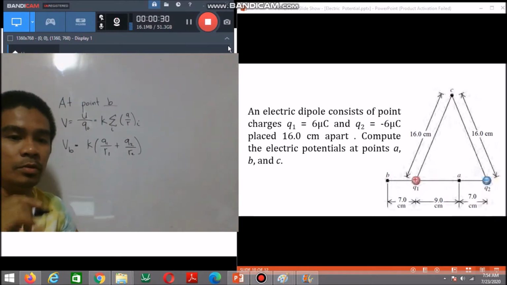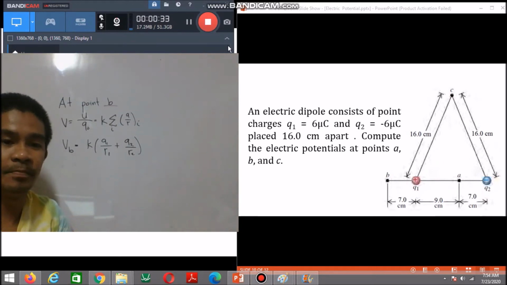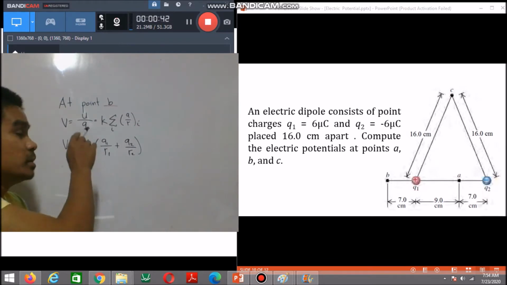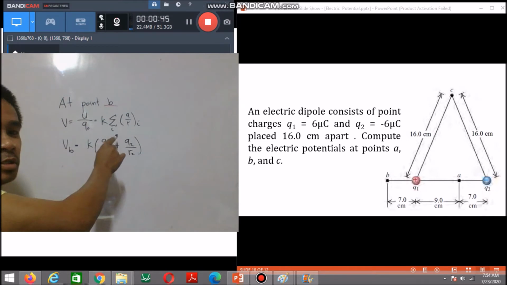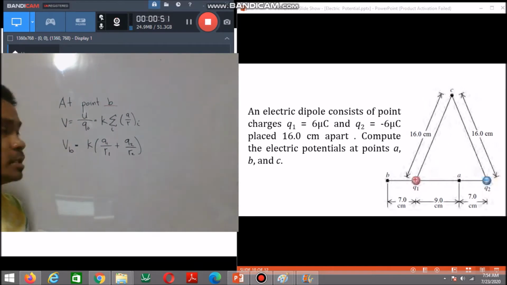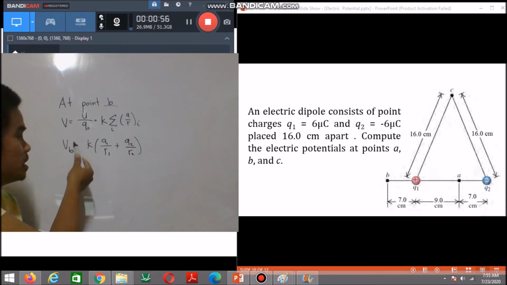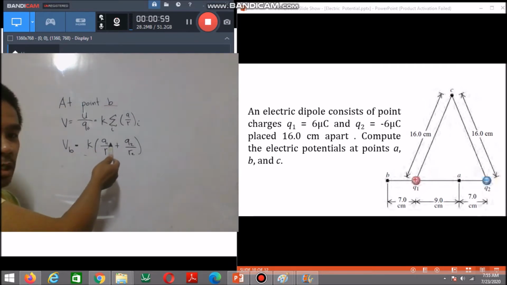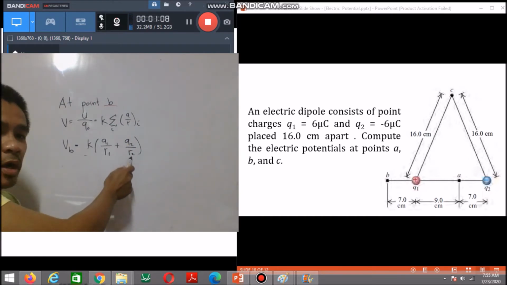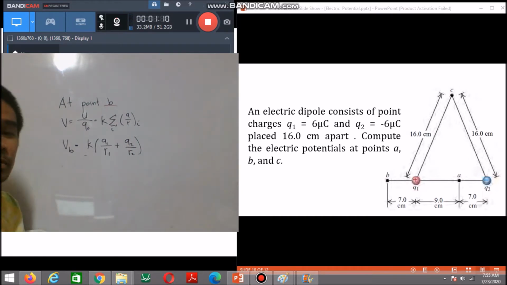So next, we will compute the electric potential at point B. Again, the electric potential is the ratio of electric potential energy over test charge Q naught, which is also equal to the Coulomb's constant times the summation of all ratios of charge over distance R. So the electric potential at point B is equal to the Coulomb's constant times the charge Q1 over R1, where R1 is the distance of B from charge 1, plus charge 2 over R2, where R2 is the distance of point B from charge 2.